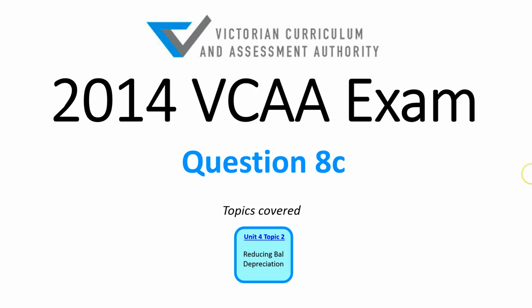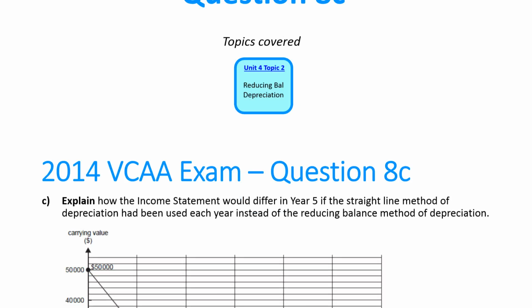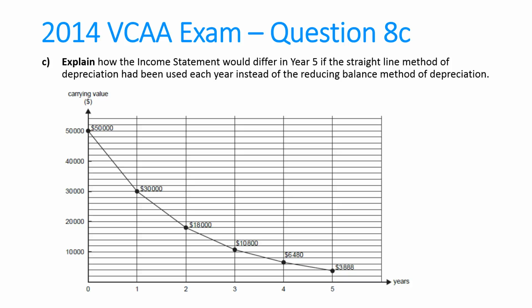The third and final part to 8C again looked at reducing balance depreciation, and again you were given the graph, and it was for a computer, and we can see it's been depreciated using reducing balance. So we didn't actually need to figure that out ourselves, they told us that, and we figured that out because we could see the depreciation each year got less and less and less.